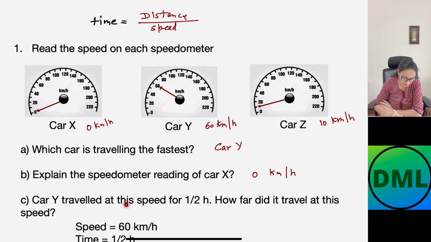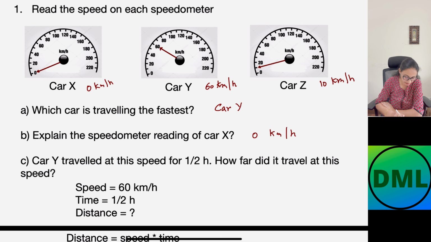Car Y traveled at this speed for half an hour. How far did it travel at this speed? As you can see from here, for car Y the speed is 60 km per hour. So we have written here speed is 60 km per hour. How far is it traveling? It is traveling for half an hour. Half an hour is given to you as the time. I need to calculate how far it traveled. Far means how much distance I covered. Distance I need to figure out.